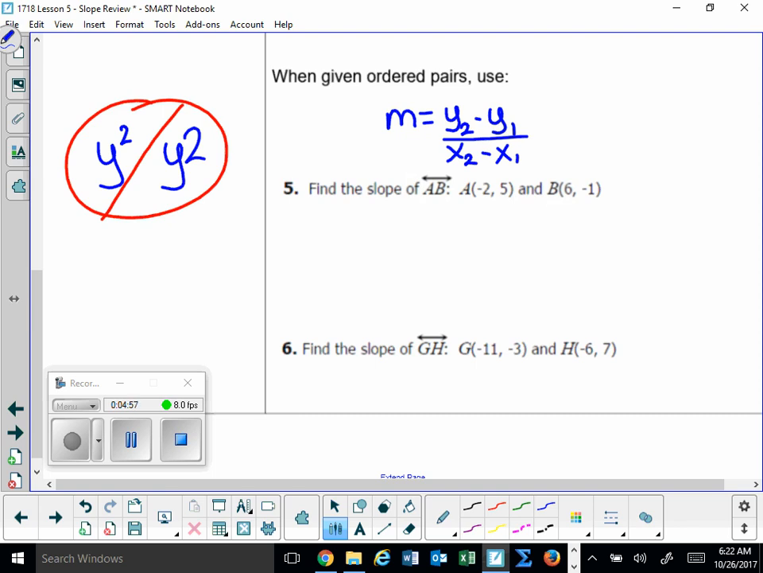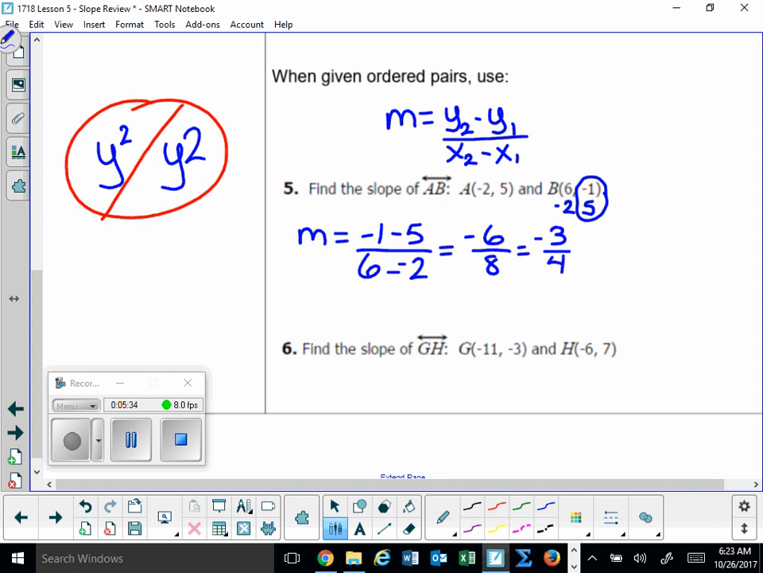All right, find the slope of line AB, and we're given 2 ordered pairs. My personal preference is to write the ordered pairs stacked on top of each other and circle my y values. That makes it very easy for me to substitute in the formula. I simply go top to bottom. -1 minus 5 divided by 6 minus -2. I circle the y's because that's what goes on top. Okay. So let's clean this up. -6 over 8, that simplifies to -3/4.